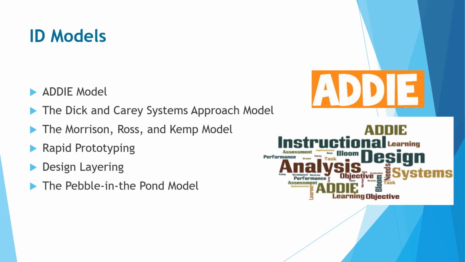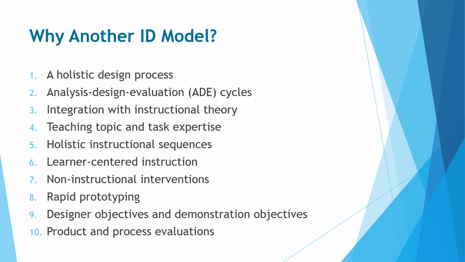Many ID models have been developed, including the ADDIE model, Dick and Carey model, Morrison, Ross and Kemp model, rapid prototyping, design layering, and the pebble in the pond model. These ID models are briefly described in the first chapter of our new book. The first question you might have is, why another ID model?